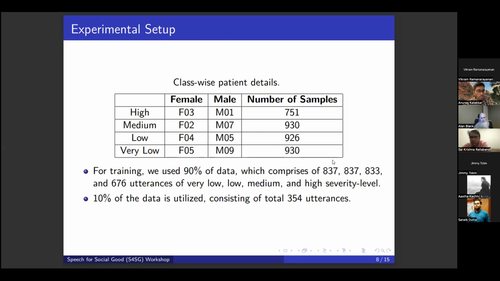The experimental setup. For the experiments, we utilize the Universal Access Speech corpus. Amongst the various speakers, we utilized 8 speakers, 2 of each category, with a particular number of samples. The train-test split was that 90% of the data was used for training, and the remaining 10% was utilized for testing.